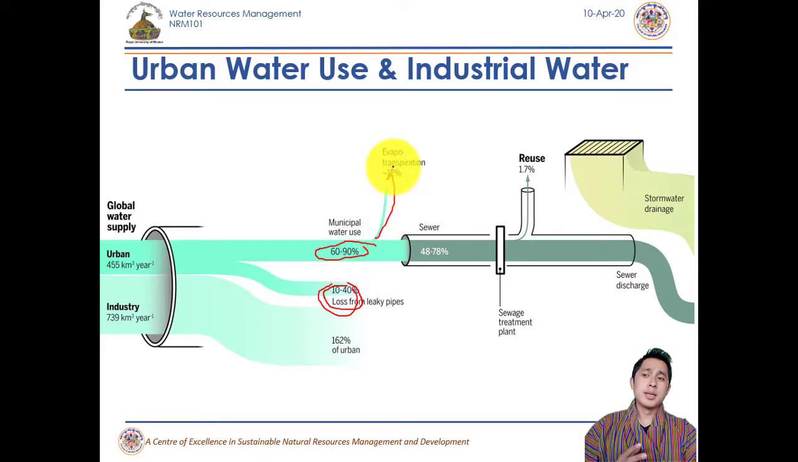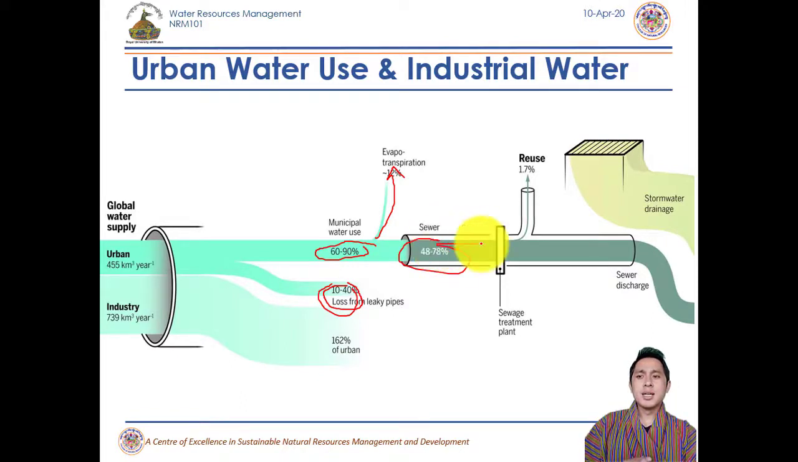12% is being evaporated or evapotranspired from plants or directly from the water reservoirs. And 60 minus 12, 48, or 90 minus 12, 78, 40 to 78% actually goes to the water piping system.